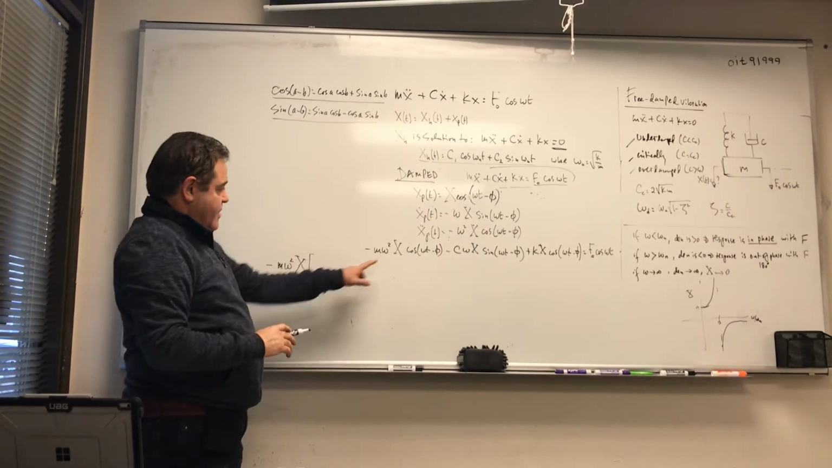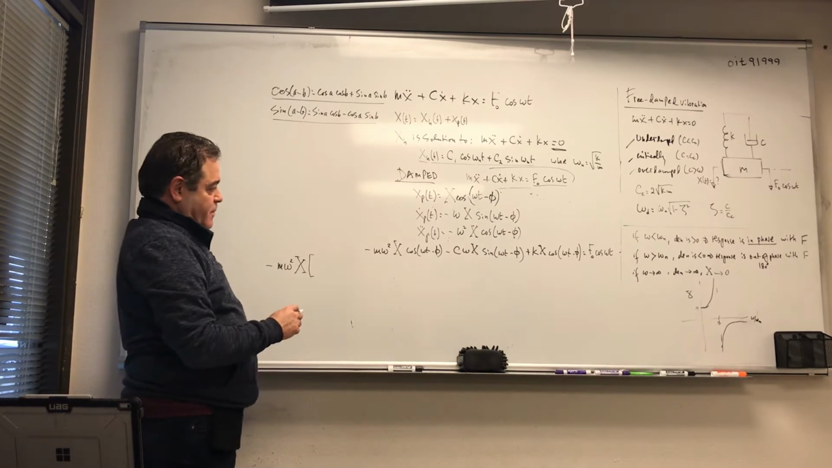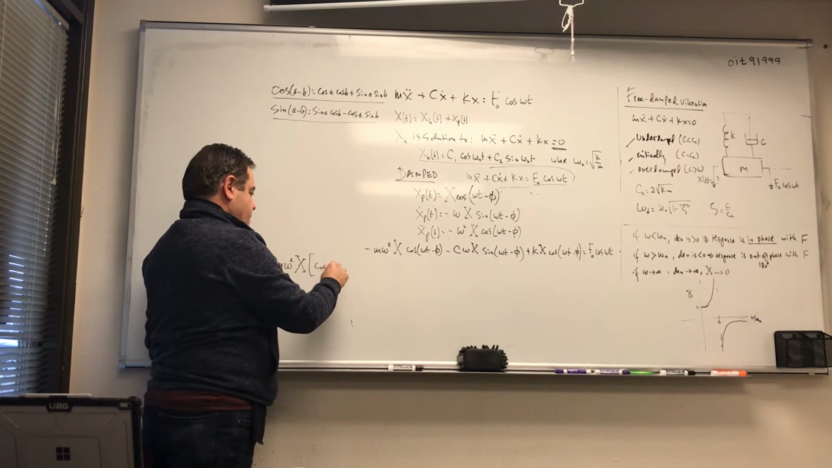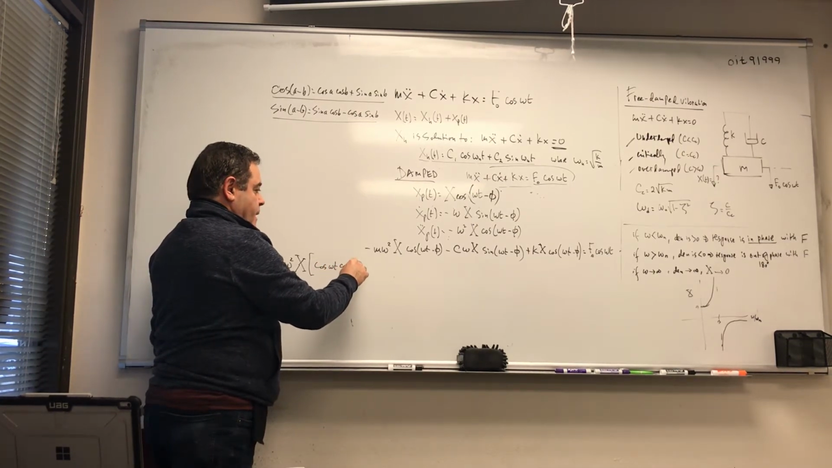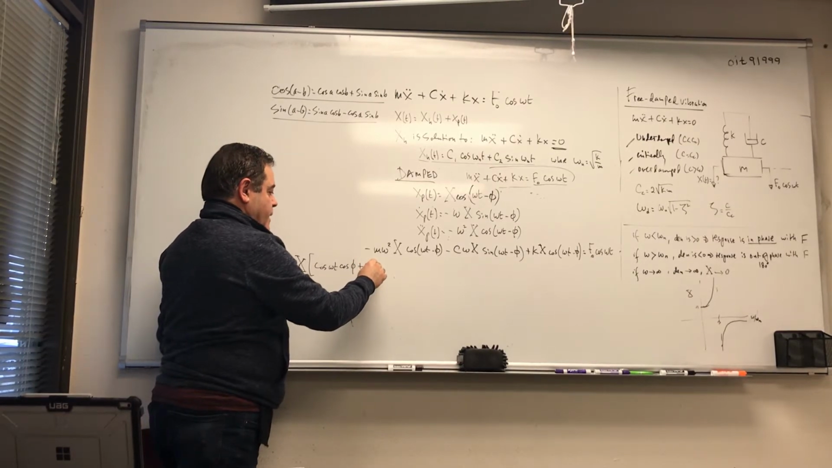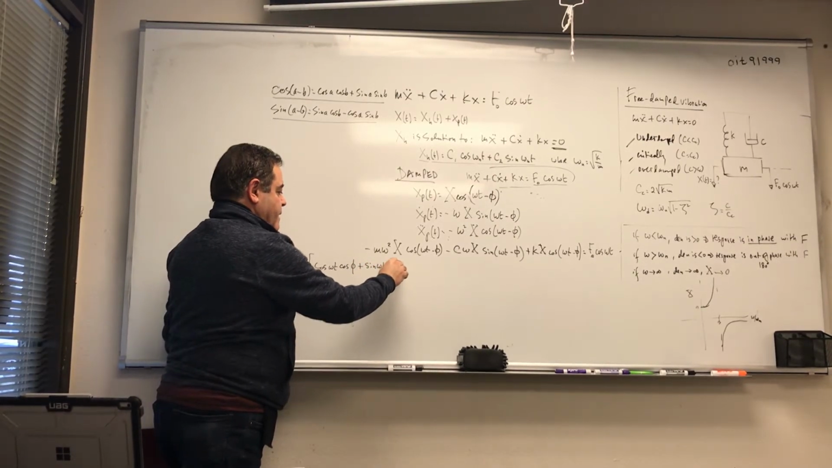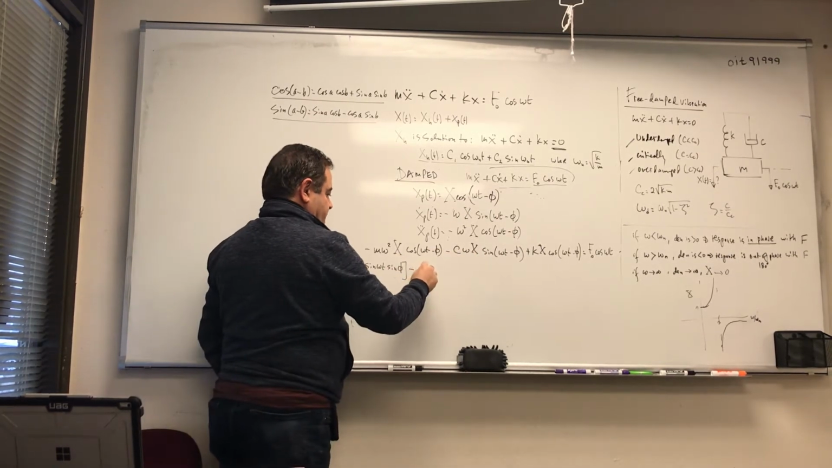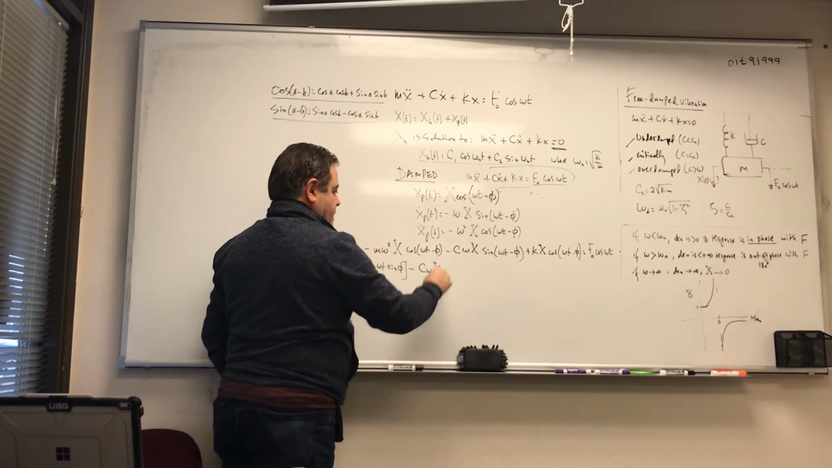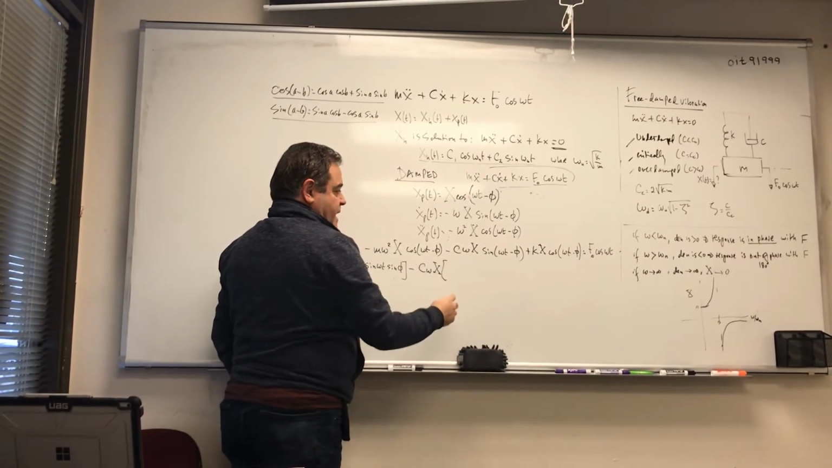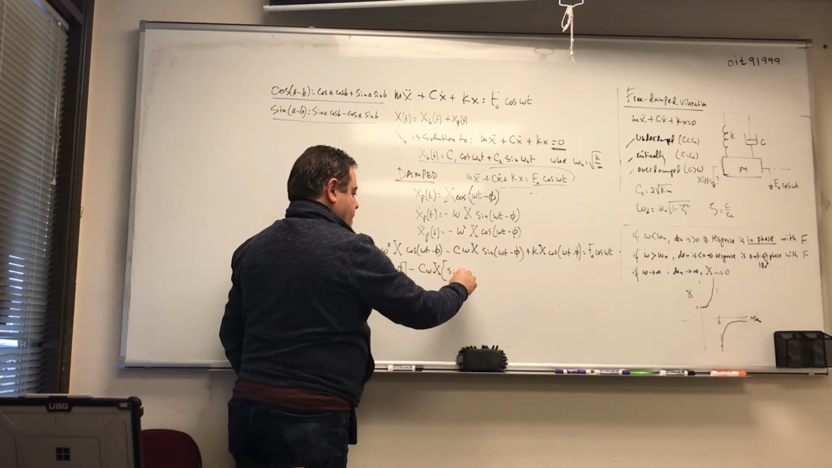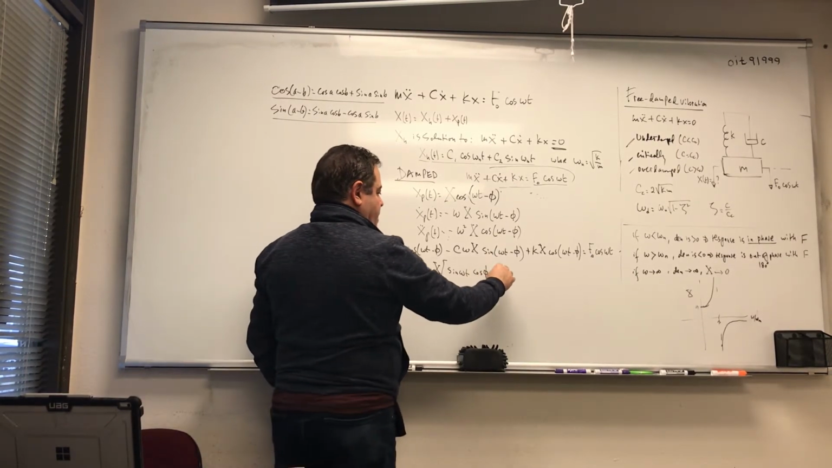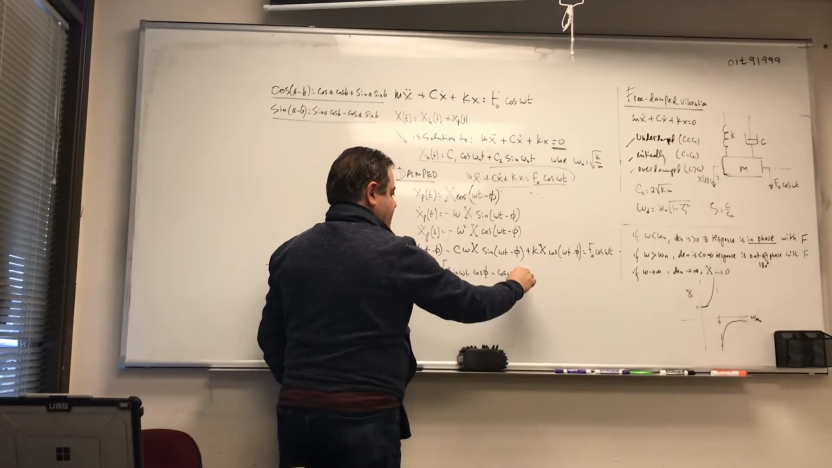So here you have minus this, so tell me what this cosine omega t minus phi is going to be. It's cos A minus B, that means cos omega t cos phi plus sine omega t sine phi. Now we need to do this other one: minus c omega capital X times sine omega t minus phi, which is sine omega t cos phi minus cosine omega t sine phi.